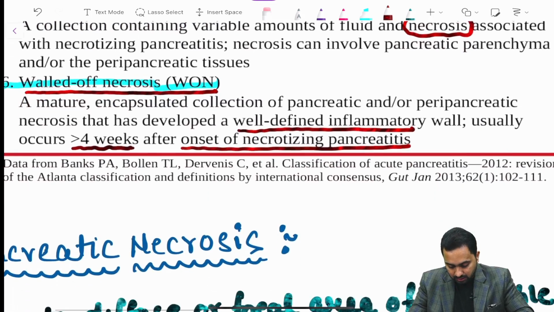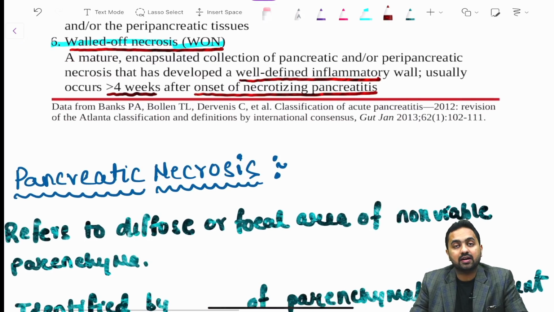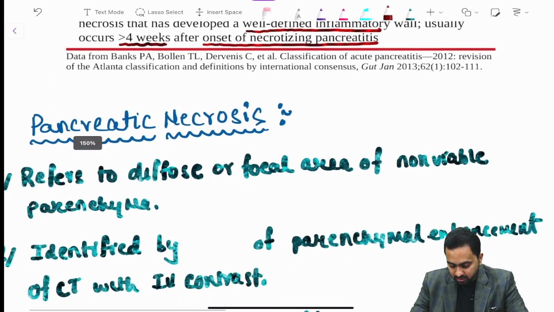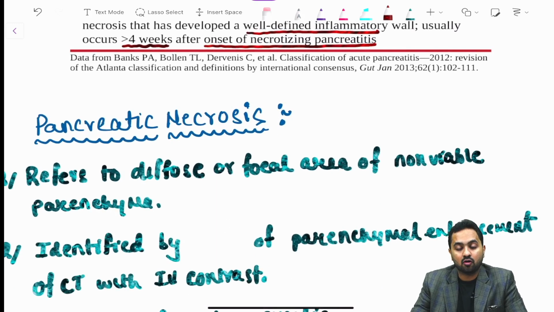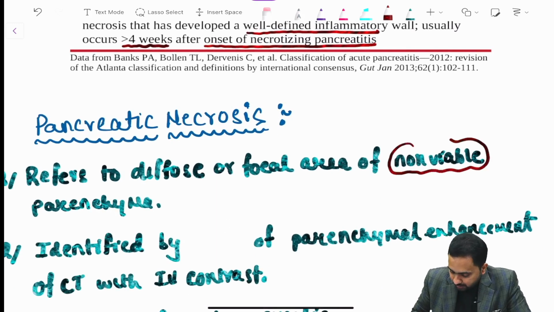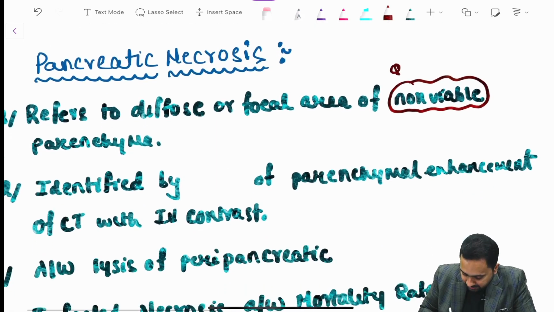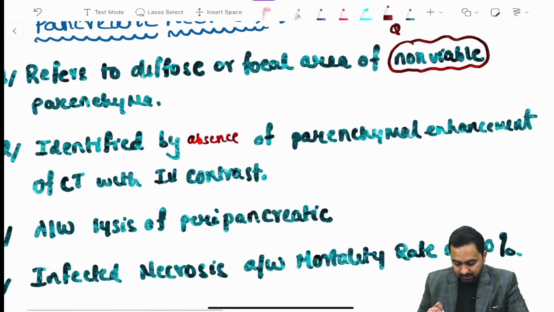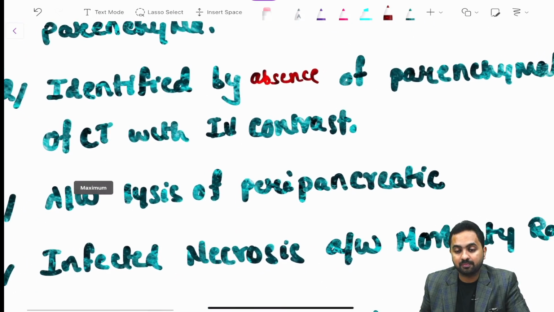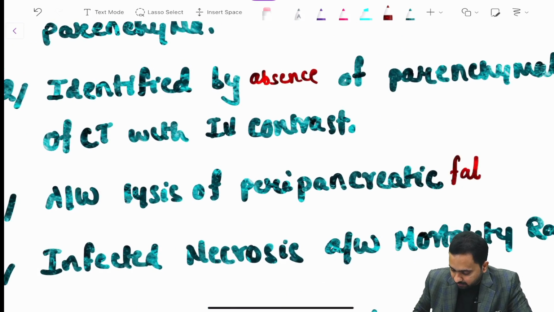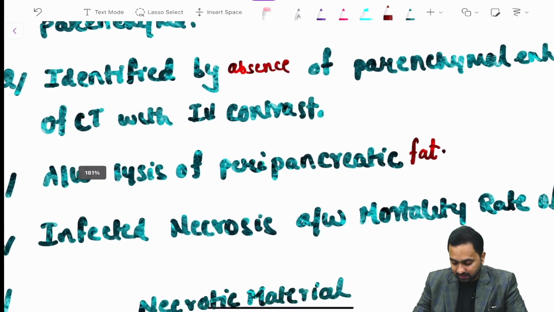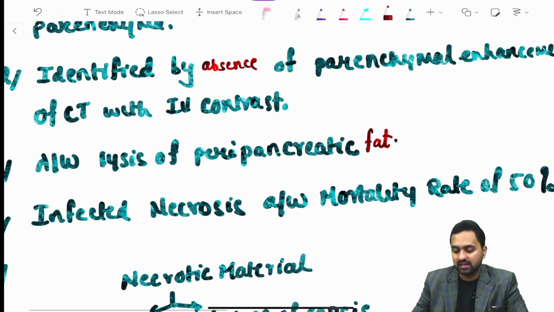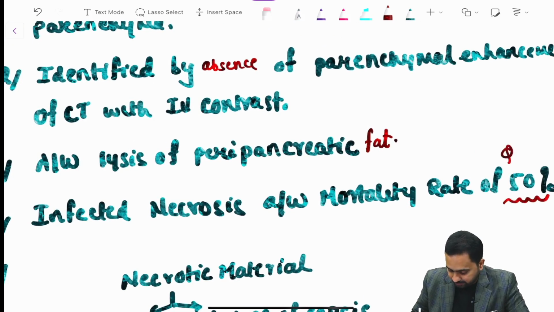Right. Now a few important points regarding your pancreatic necrosis. It refers to your diffuse or focal area of non-viable parenchyma. Right. Now it is identified by the absence of parenchymal enhancement on CT with IV contrast. It is associated with lysis of peripancreatic fat. Now, infected necrosis is associated with a mortality rate of around 50%.